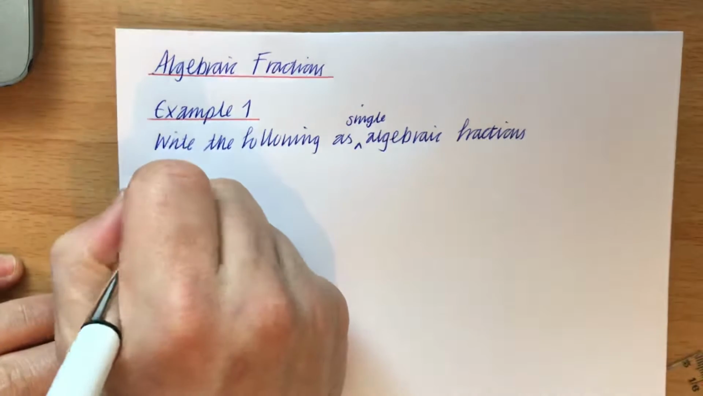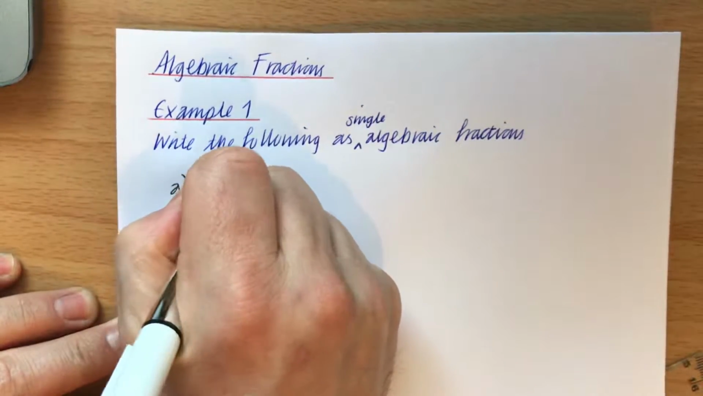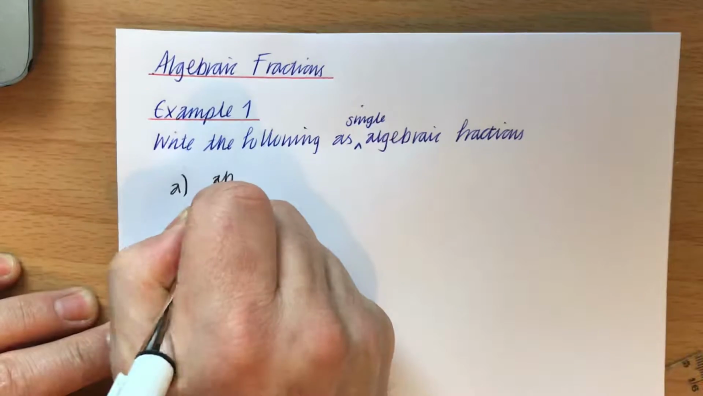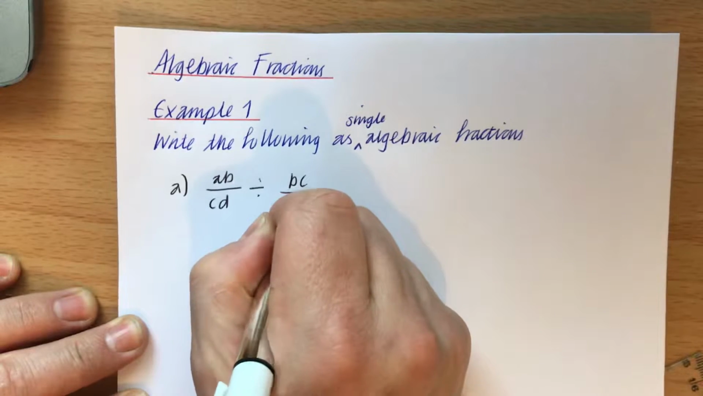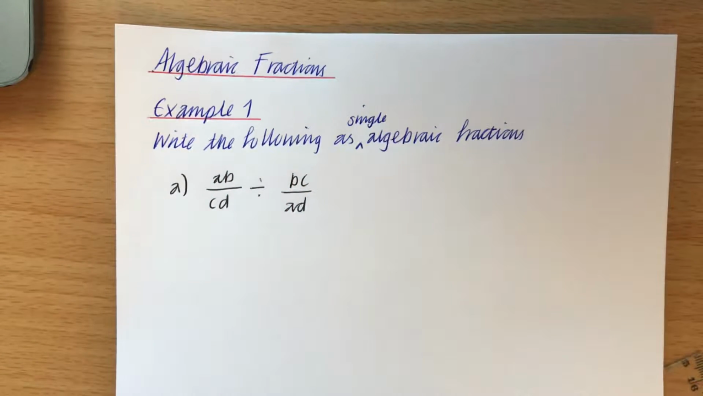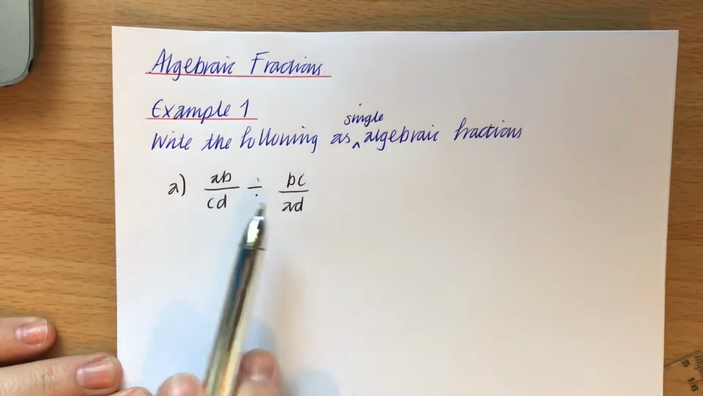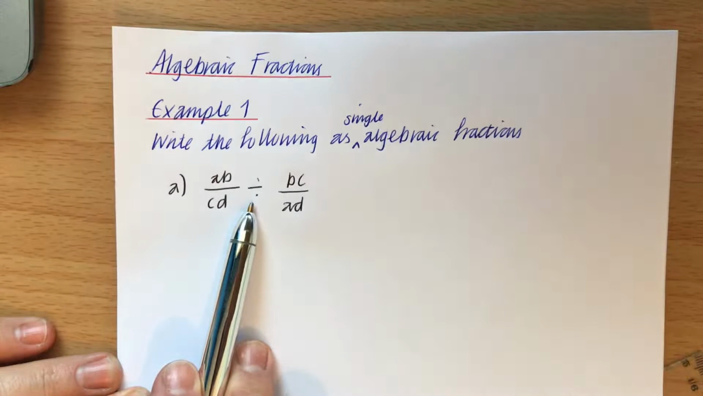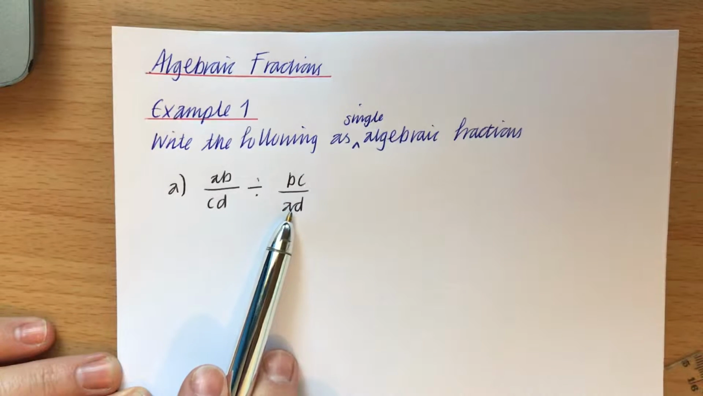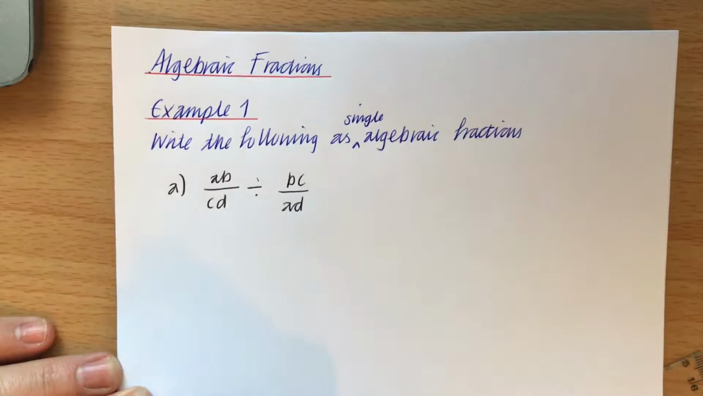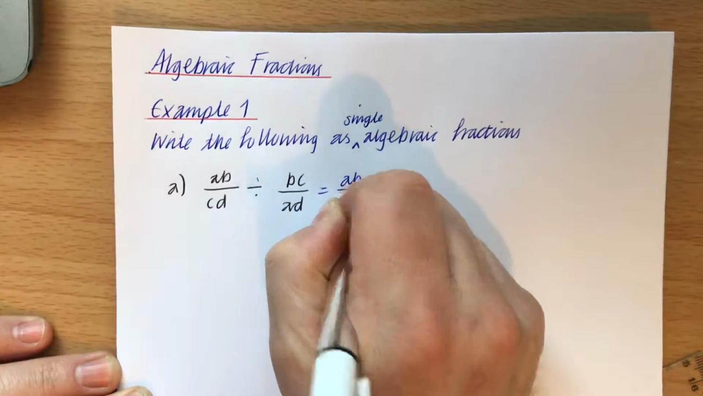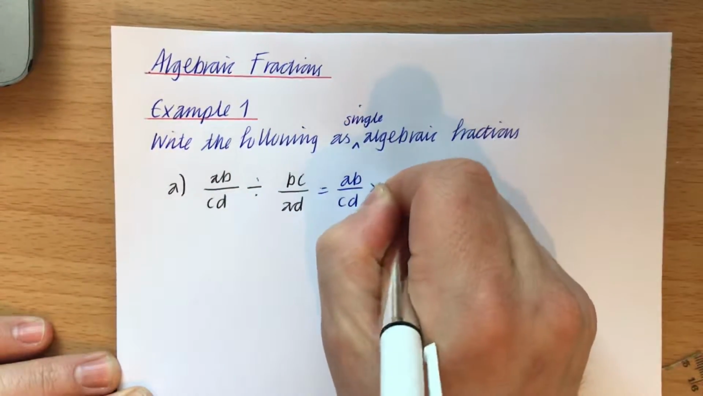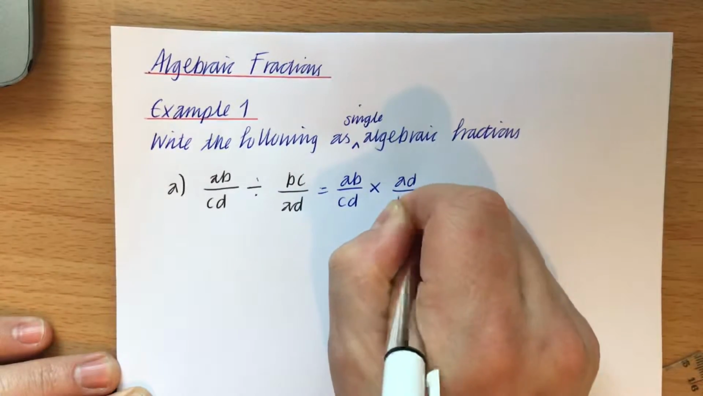So the first one we're going to look at is AB over CD divided by BC over AD. So the way we're going to combine these is from our knowledge of how we divide fractions. We keep this one the same, we make this a multiplication, and then we do the reciprocal of this. We keep it, change it, flip it. So this now looks like AB over CD times AD over BC.